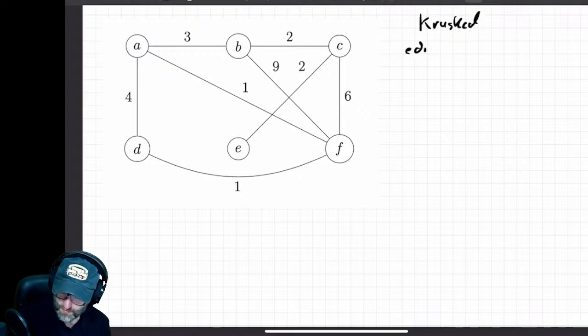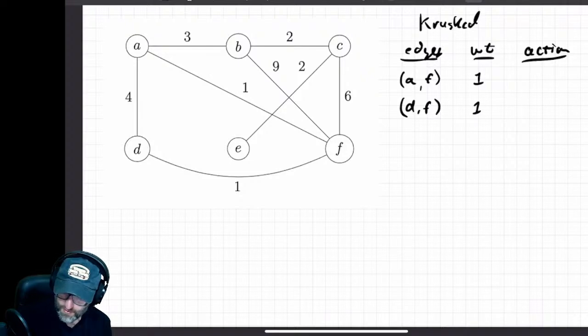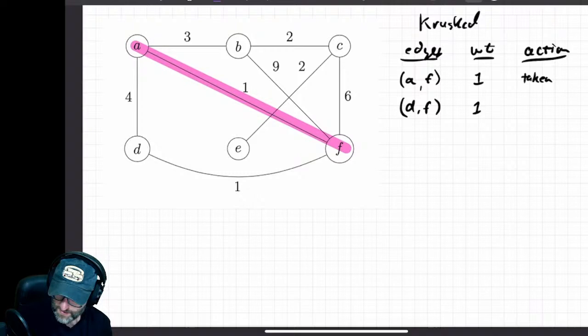We'll consider edges in the order of their weights and take note of the actions that we've taken. So, there are two with weight one, that's AF and DF. I'll go ahead and consider them in lexicographic order. AF and DF, each with a weight of one. And clearly I'm going to take that first one no matter what. So taken or added. And let me go ahead and highlight it. I'll use this color here instead. AF. There we go.